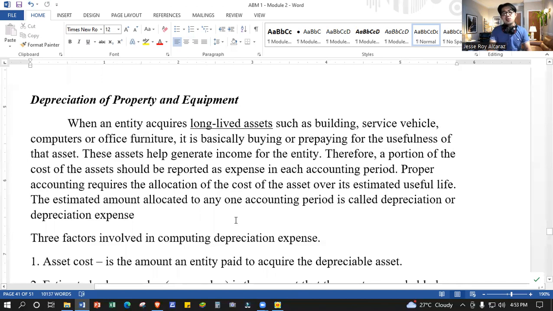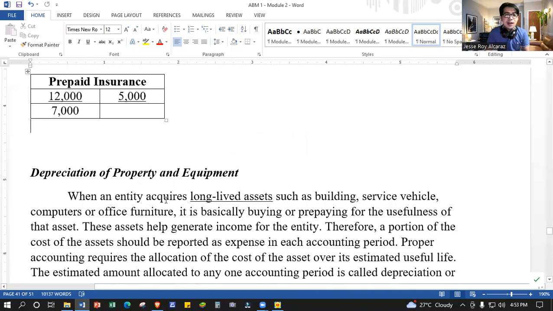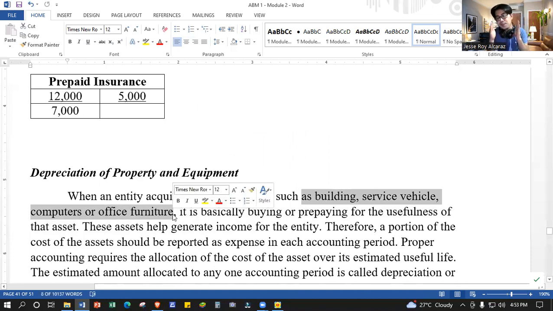Okay, what about depreciation of property and equipment? Okay, so when an entity acquires long-lived assets such as building, service vehicle, computer, or furniture, it's basically buying or prepaying for the usefulness of an asset. So, kaning magpalit ta og mga long-lived assets, samaan nila. Mura ni siya deferral gihapon. Deferral in a sense nga gamito nato ni siya for a specific period of time, 2 years, 3 years, 5 years, 10 years. So katong usefulness niya, na good for 3 years and 5 years, binabayaran natin on the spot.